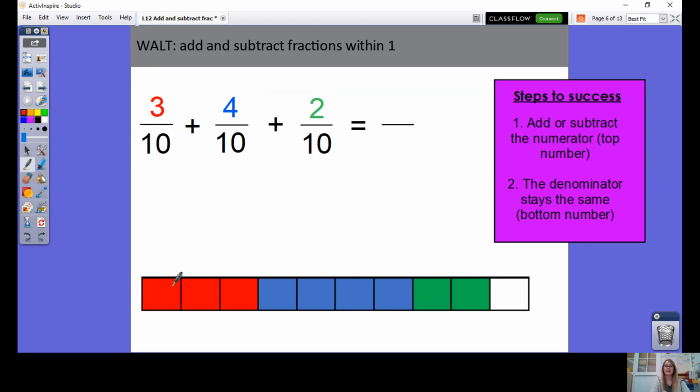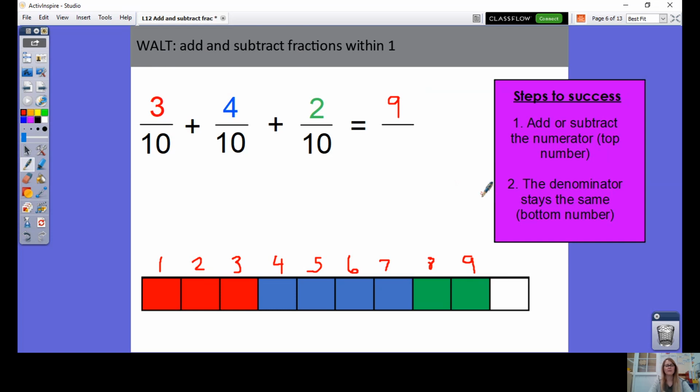So now I can count how many are shaded in total because I'm adding them together. So I have 1, 2, 3, 4, 5, 6, 7, 8, 9 parts in total. This one is not shaded. So 3 add 4 add 2 should be equal to 9. So I can pop 9 on my numerator because I know if I add my numerators together, 3 add 4 is 7, 7 add 2 is 9. So I have 9 parts in total as we've just shown on the bar model.